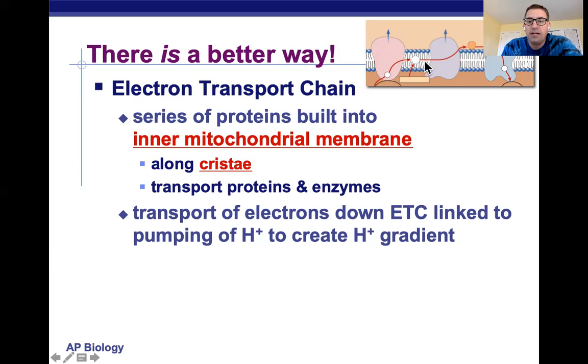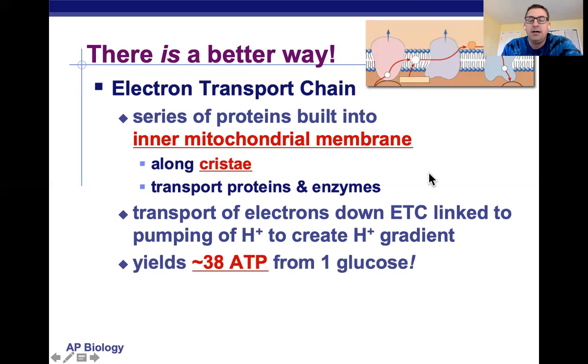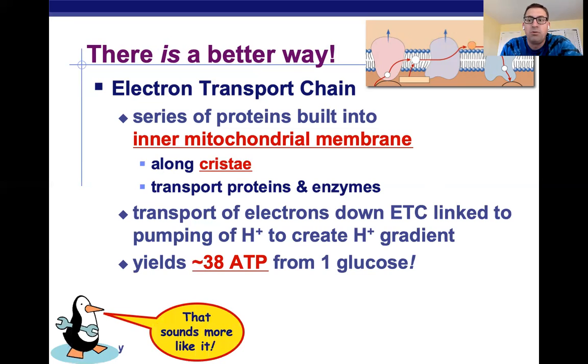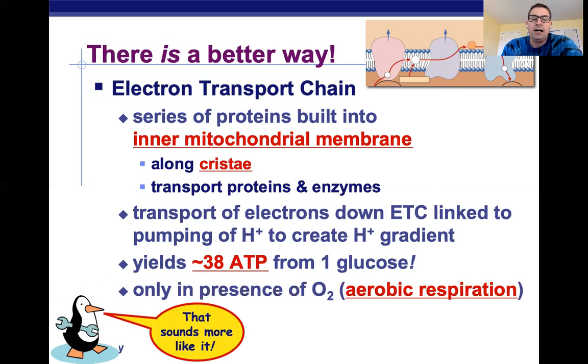And that flow of electrons is linked to pumping protons into the space between the inner membrane and the outer membrane called the intermembrane space. And that's going to set up a proton gradient that the mitochondria are going to use to make more ATP. When the electron transport chain is all done, we're going to have made about 38 ATP from one glucose. So we've already made 4. The electron transport chain is going to make 34 more. Okay. So remember, this electron transport chain only takes place if oxygen is present.